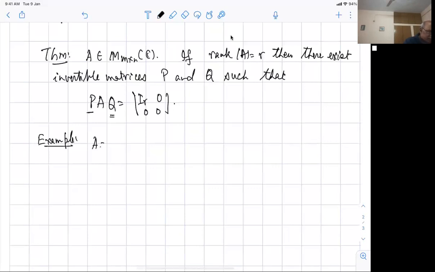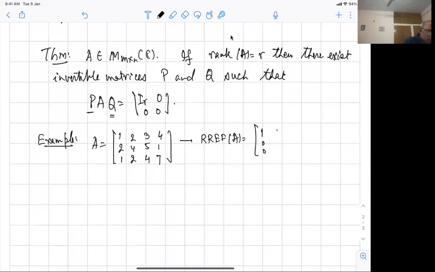So I take this matrix A as 1, 2, 1, 2, 4, 2, 3, 5, 4, and 4, 1, 7. I would like you to verify that the RREF of A is of the following form: 1, 0, 0, 2, 0, 0, 0, 1, 0, 0, 0, 1.